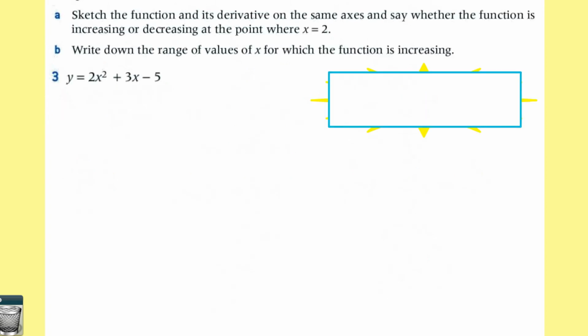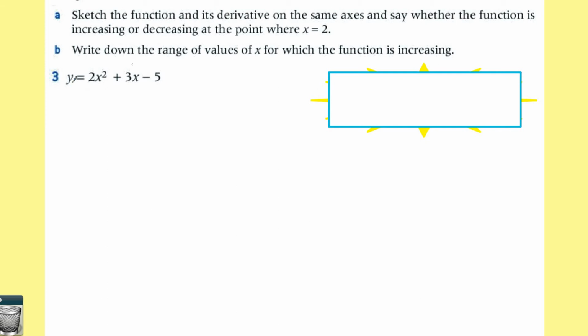Now we're going to sketch the function and its derivative on the same axis and say whether the function is increasing or decreasing at the point where x equals 2. Then we want to write down the range of values for x for which the function is increasing. So first you want to sketch it, so get out your calculator. Let's start with the very first thing it asks us to do: sketch the function and its derivative on the same axis.